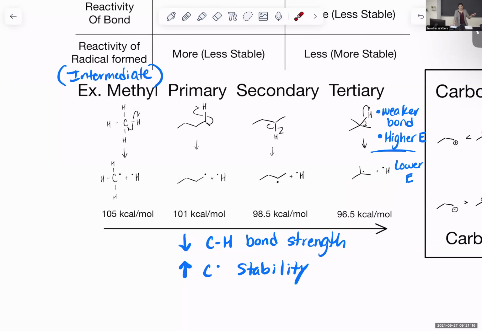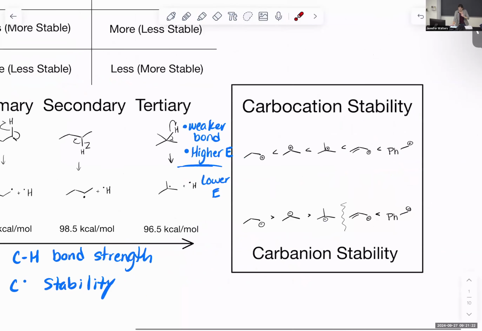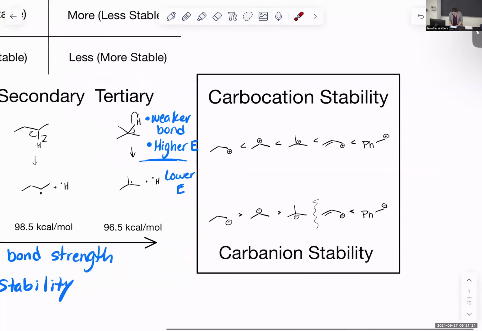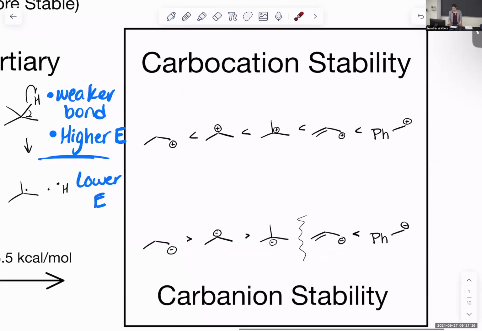So we can look at the stability of the intermediate or the starting material and know what the other is going to have to be, right? Because it's going to be that opposite trend. With our carbocations, we are going to see a general trend that matches our carbon radicals.